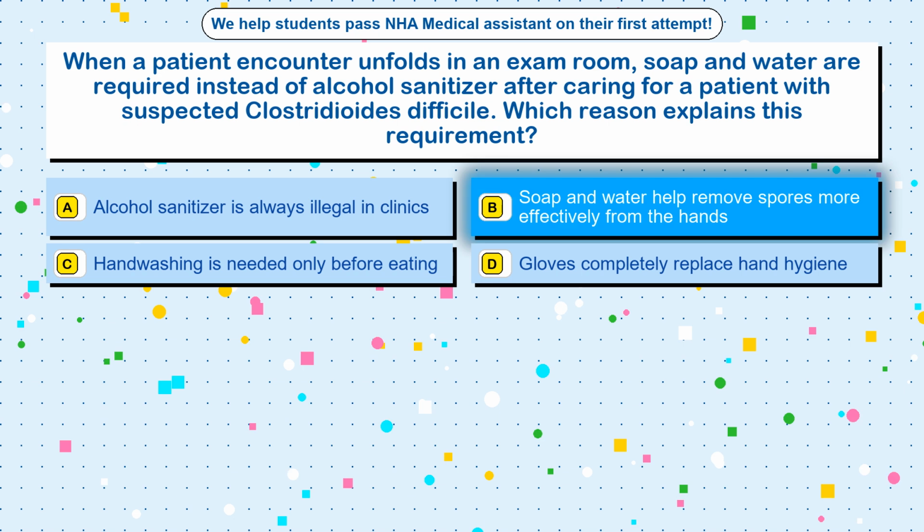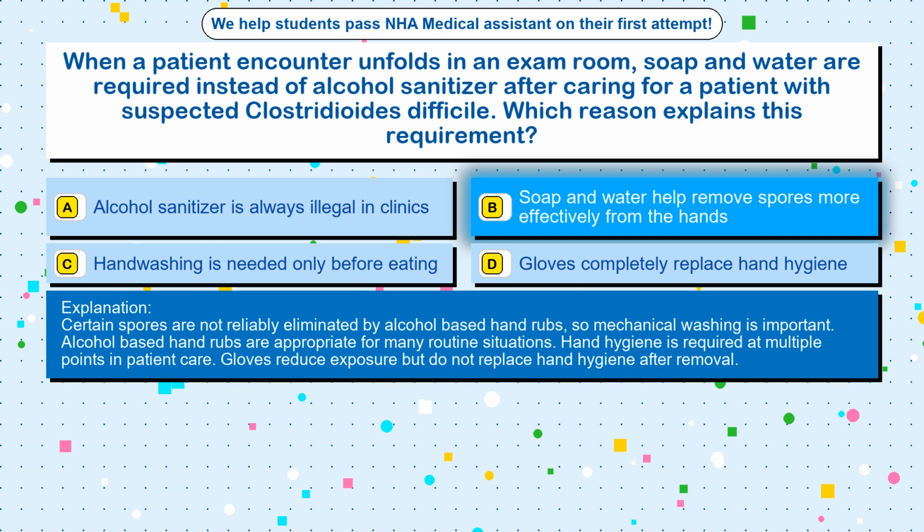Soap and water help remove spores more effectively from the hands. Certain spores are not reliably eliminated by alcohol-based hand rubs, so mechanical washing is important. Alcohol-based hand rubs are appropriate for many routine situations. Hand hygiene is required at multiple points in patient care. Gloves reduce exposure but do not replace hand hygiene after removal.